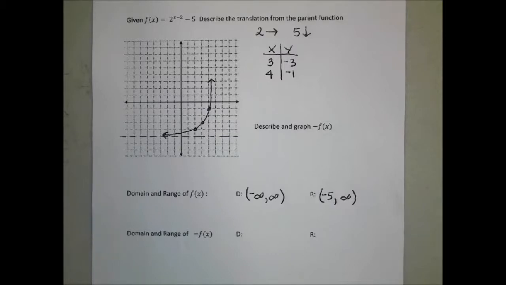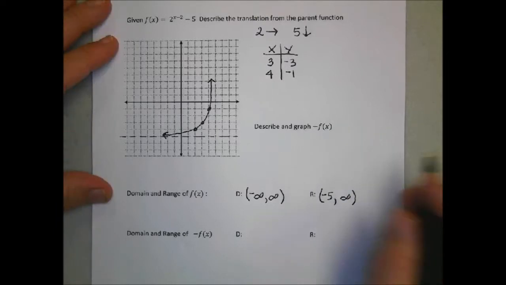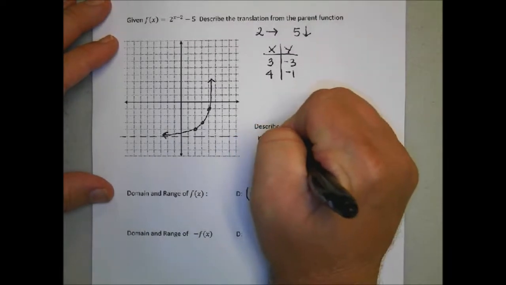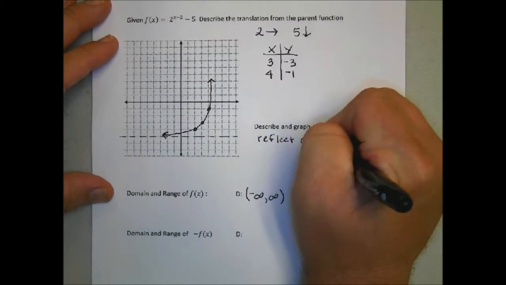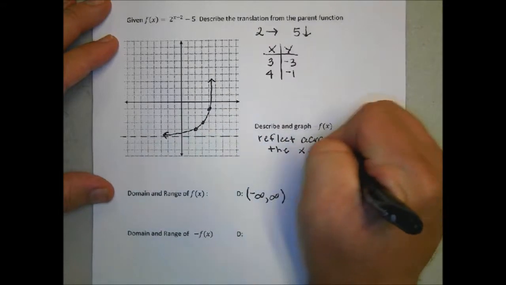Now on to the new stuff for this lesson. Well, if this is f of x, what is negative f of x? Well, you've got to figure out, what does negative f of x instruct you to do? Well, it says reflect across the x-axis.